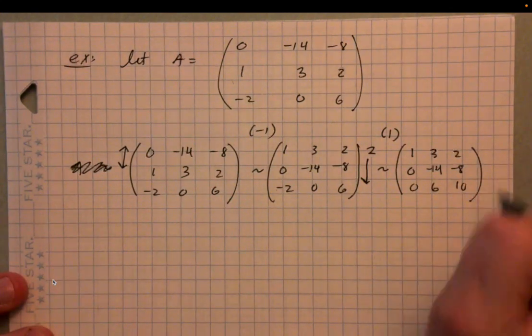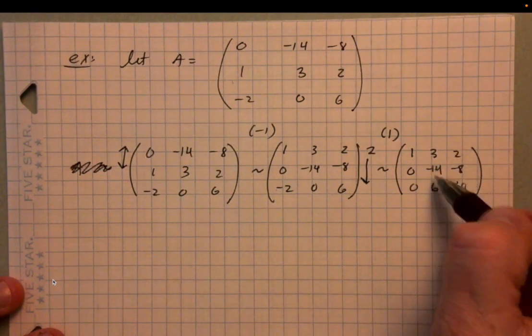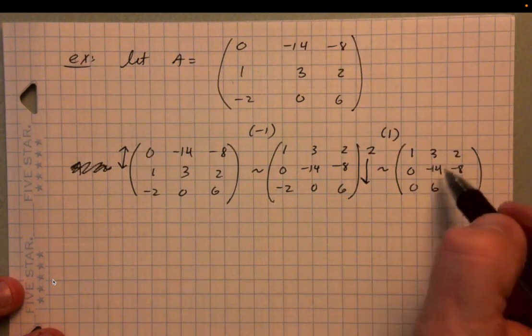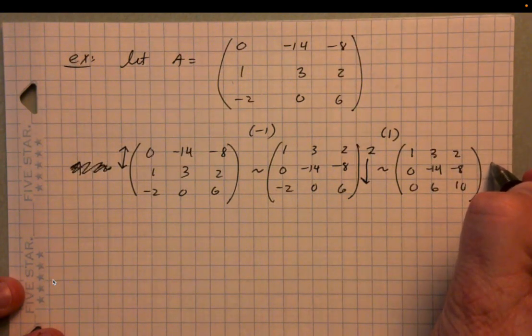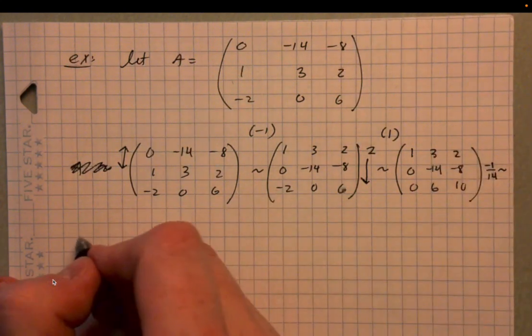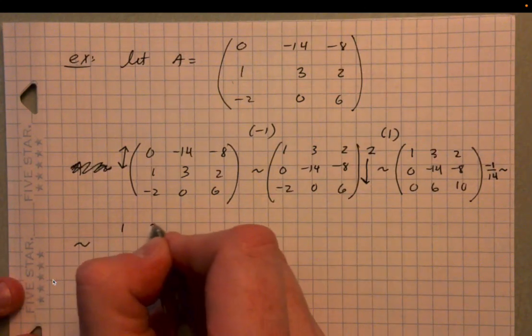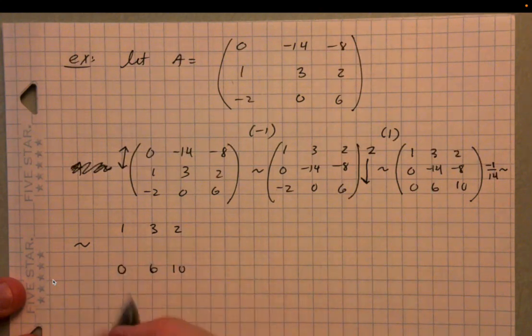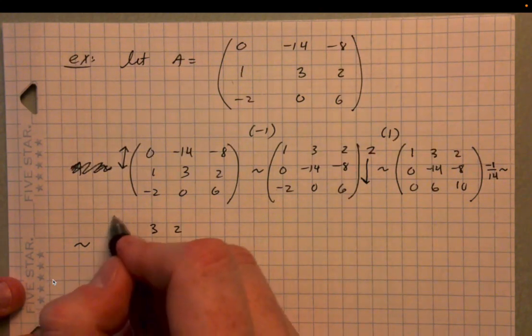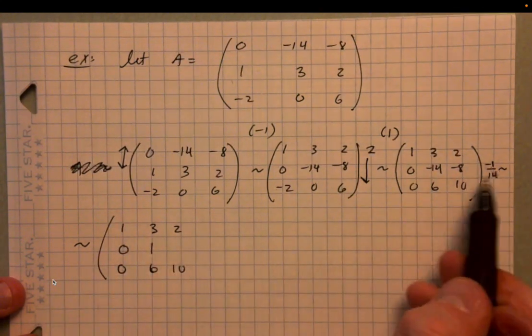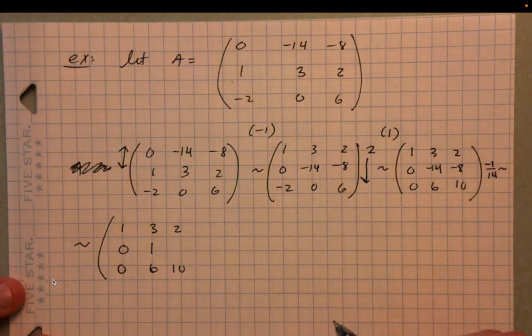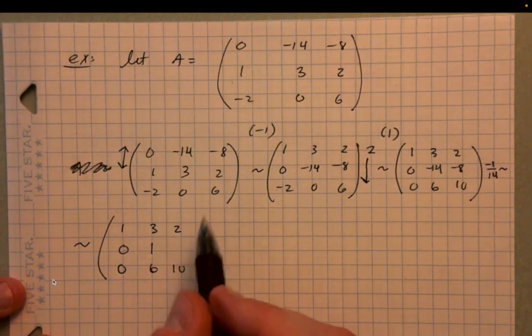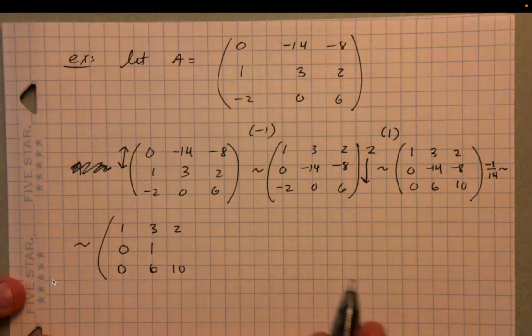So then what should I do? Well, we need a pivot here in row 2, so I'm going to multiply by -1 over 14. Okay, and so I'll have 1, 3, 2, and on the bottom I'll have 0, 6, 10, and in the middle I'll have 0, and then a 1, and then this is going to be 8 over 14. So 8 over 14, we can reduce that to 4 over 7.